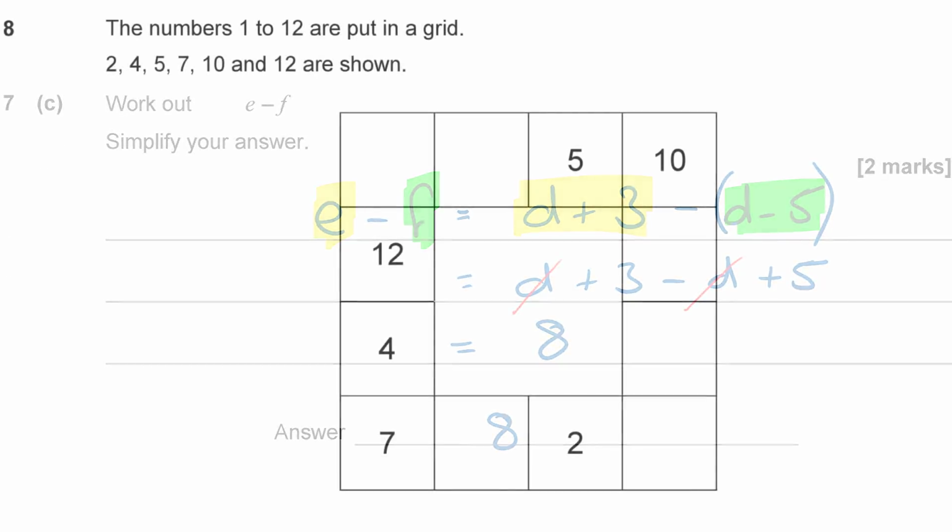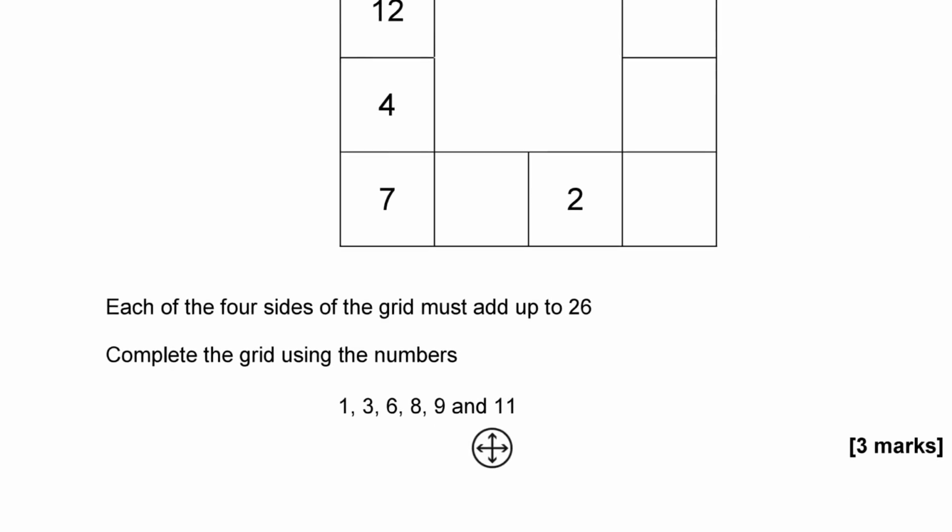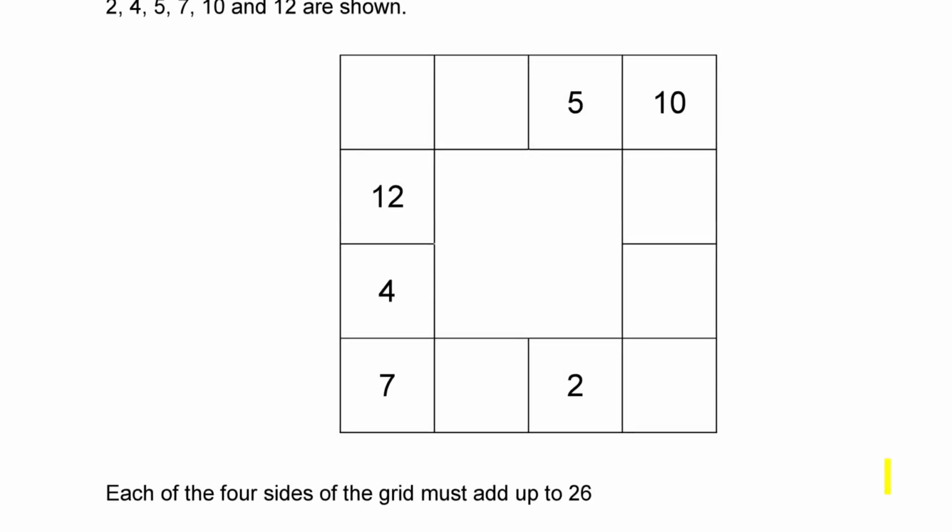Question 8. The numbers 1 to 12 are put in a grid. 2, 4, 5, 7, 10 and 12 are shown, so they've put some of the numbers in, and I suppose we have to work out where the others go. So it says each of the 4 sides of the grid must add up to 26. Complete the grid using the numbers 1, 3, 6, 8, 9 and 11. Okay, let's write our numbers 1, 3, 6, 8, 9 and 11 up here. These are the ones I need to fit into the diagram.